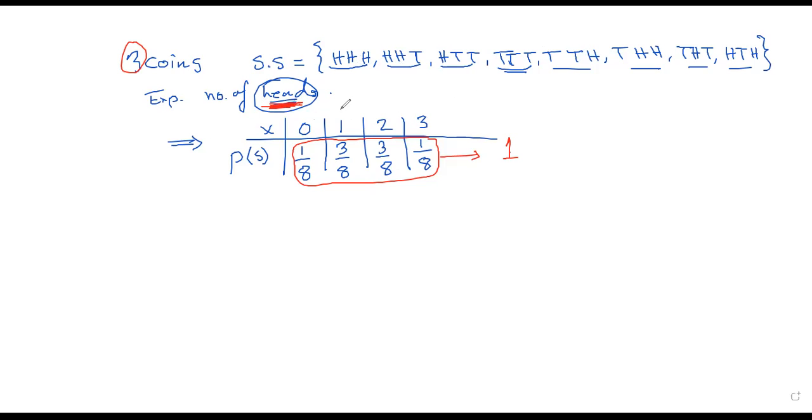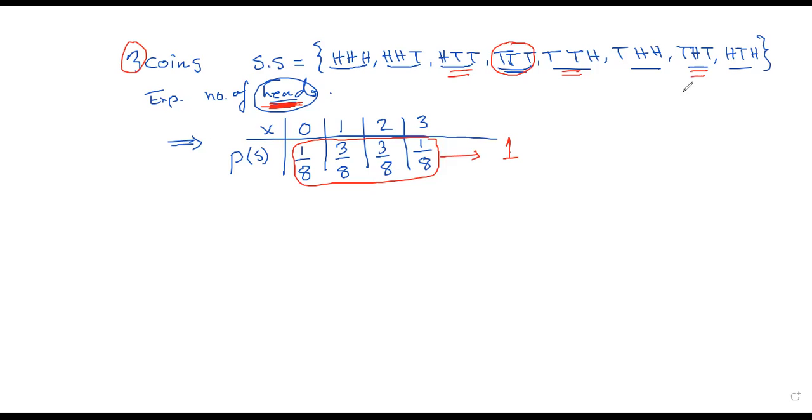So what's the probability that we may have 0 heads? There is no head. Which event has no head? T. Exactly. That's 1/8. And what's the probability to have 1 head? One head: HTT or TTH.